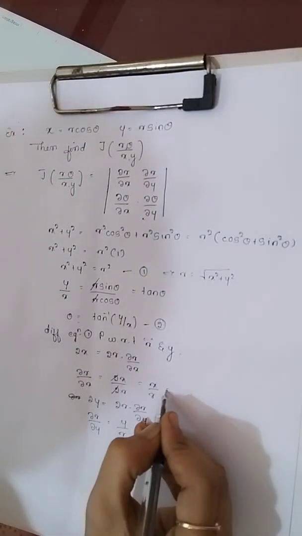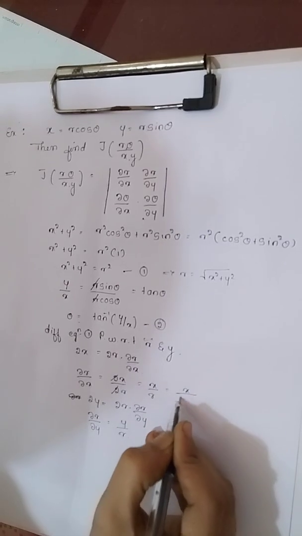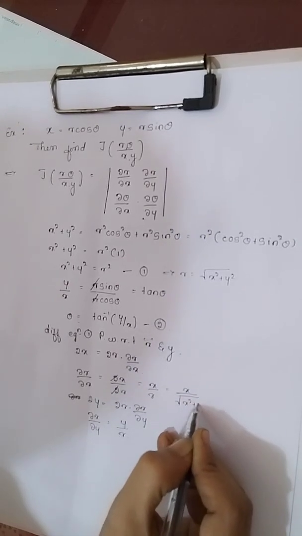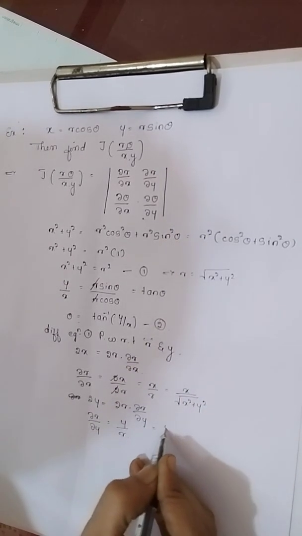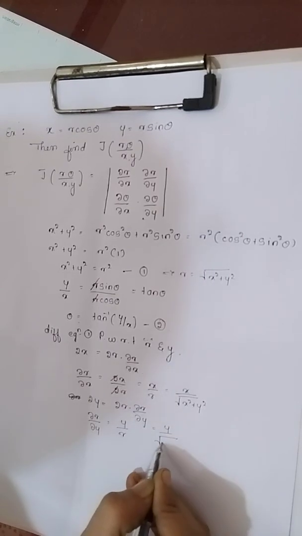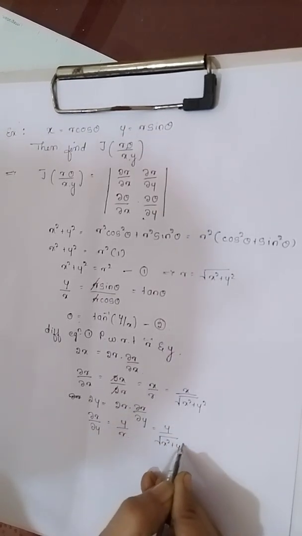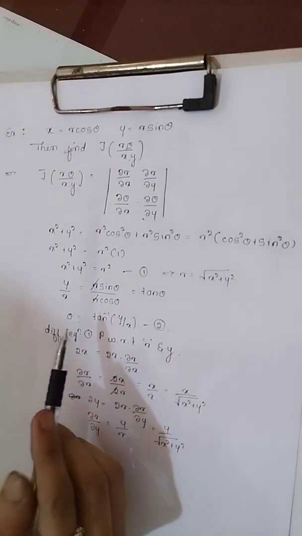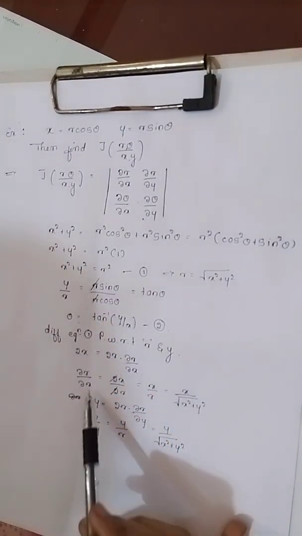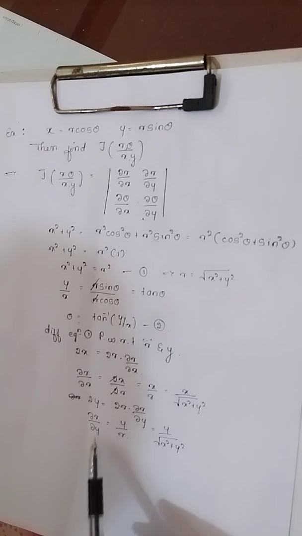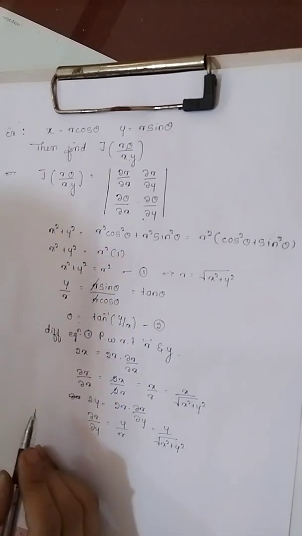So this value can be written as x divided by square root of x square plus y square, and again here also y divided by square root of x square plus y square. So these are the values of dou r by dou x and dou r by dou y.